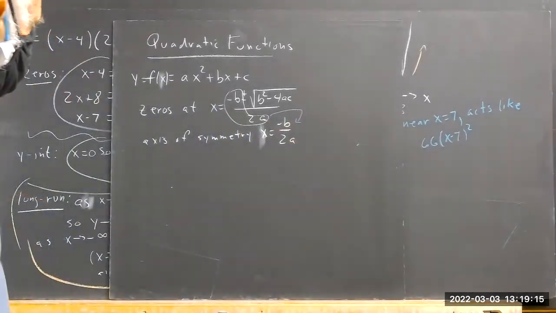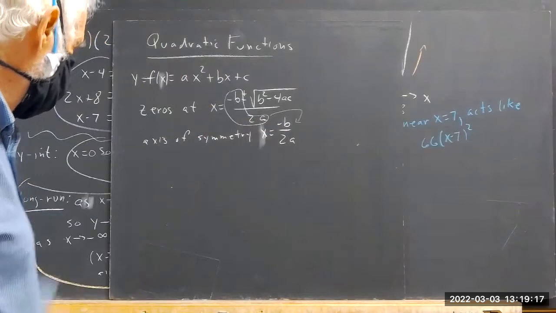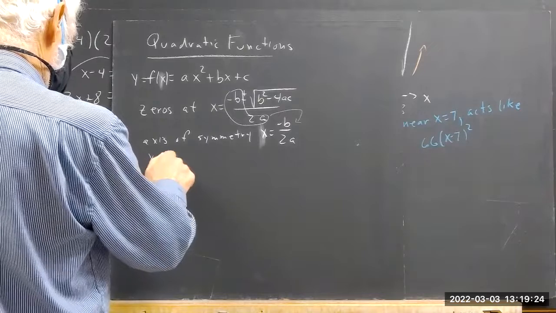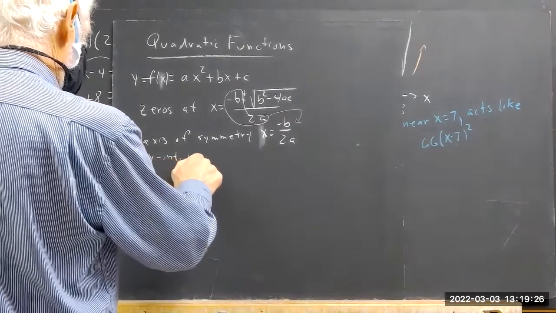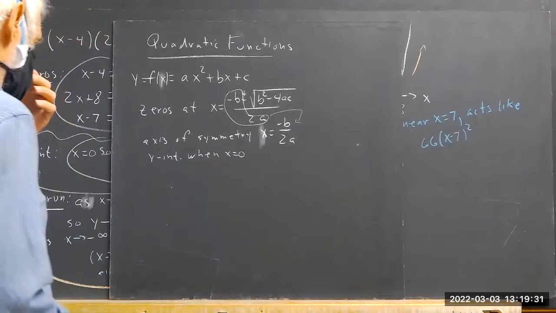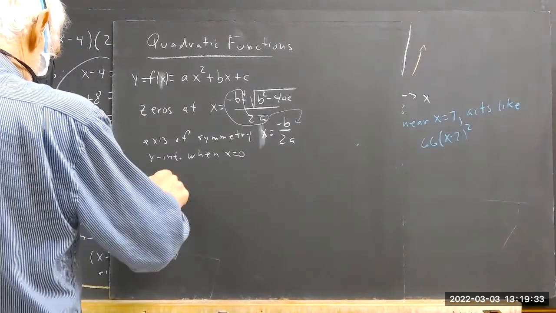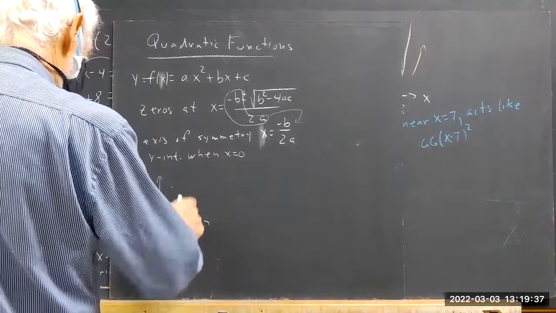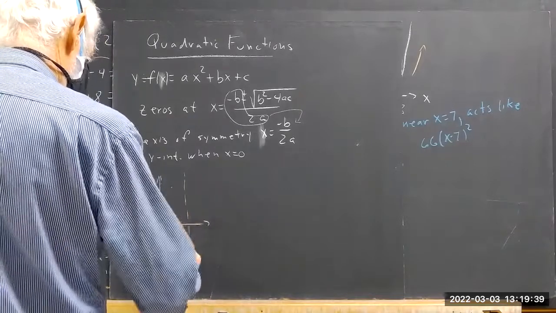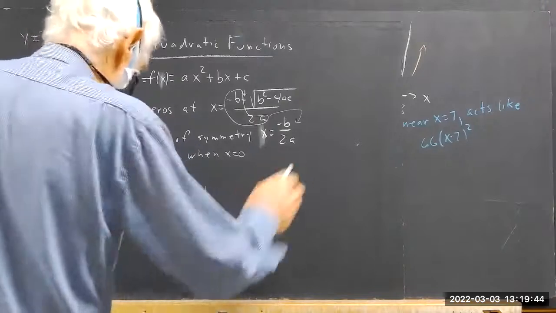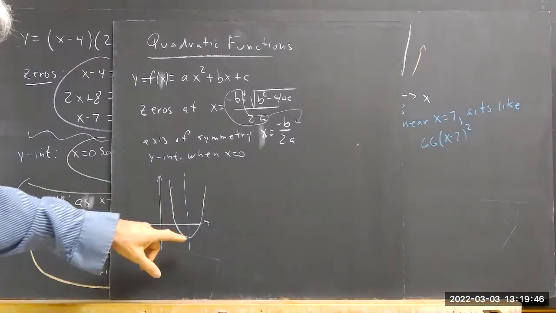Okay, axis of symmetry: x equals negative b over 2a. For sure I explained why that's so. Then, of course, the y-intercept, when x equals 0. So what you end up with might look like this. That was wrong, but yeah.